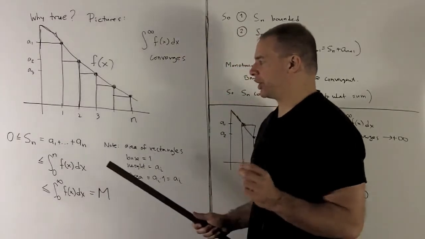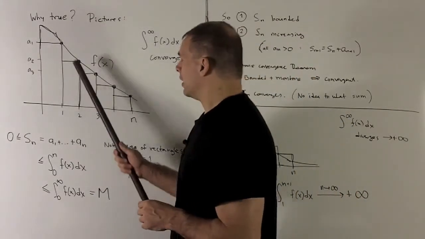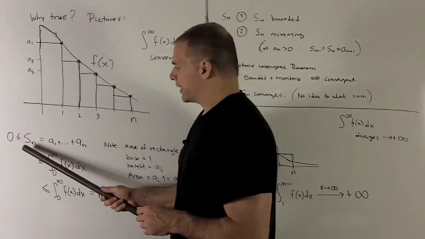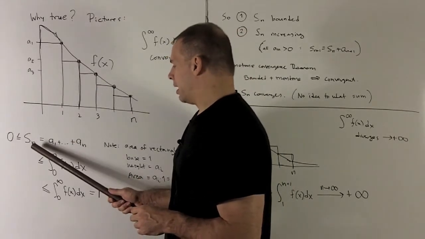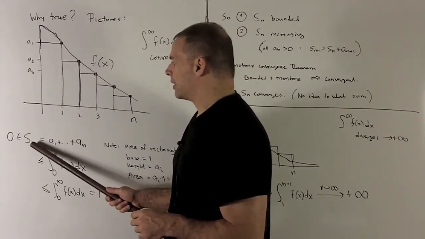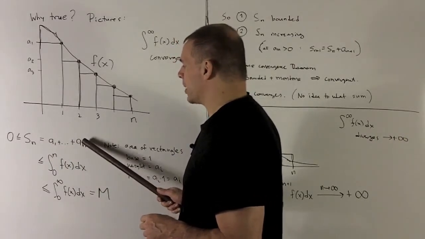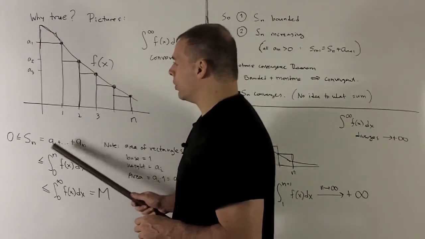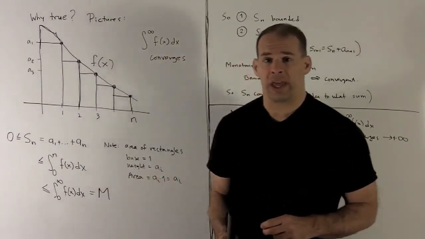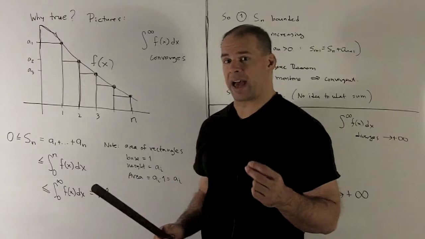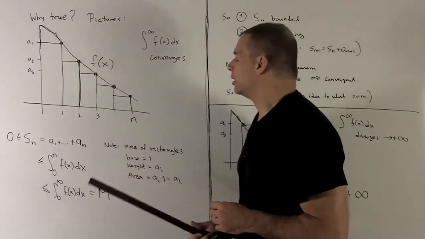So let's note, definition. Now, the function's always positive, so if I take a partial sum of the first n terms of the sequence, that's a sum of a1 through an. Sum of positive numbers means we're getting a positive number, which means we're always bigger than or equal to 0, which means I have a lower bound.